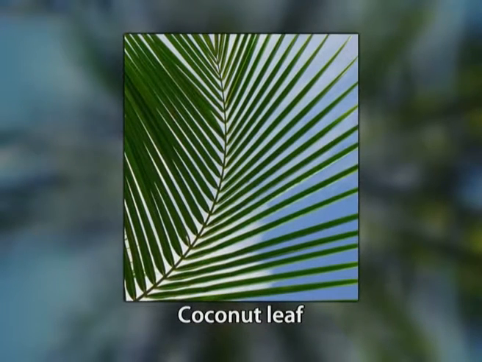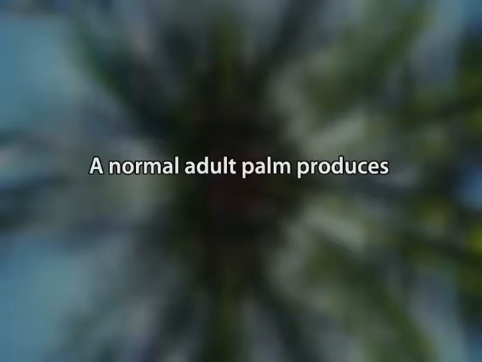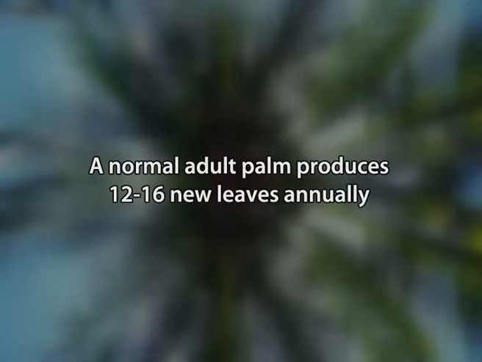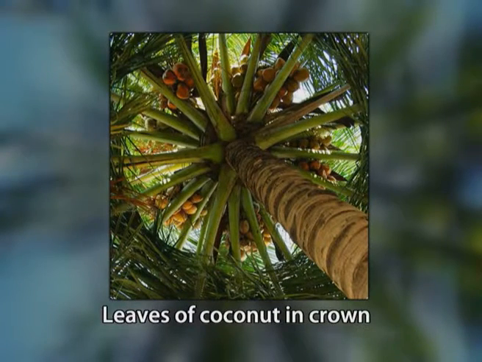Third, the leaf. The first leaves of a coconut seedling have the pinnae fused together and appear as entire leaves. After 8 to 10 pinnae have been formed, subsequent leaves tend to split into leaflets. Generally, a normal adult palm produces 12 to 16 leaves annually, each bearing a corresponding flower cluster, that is inflorescence. There are about 30 to 40 leaves in a healthy crown.